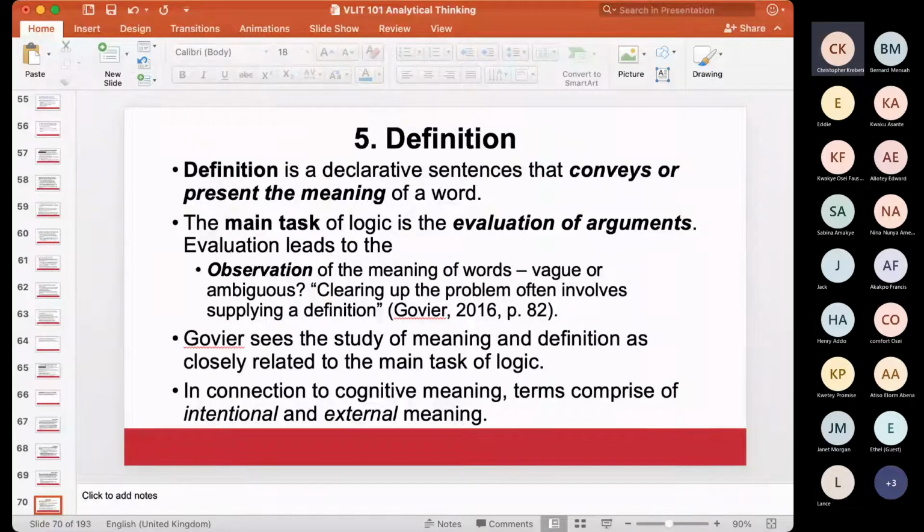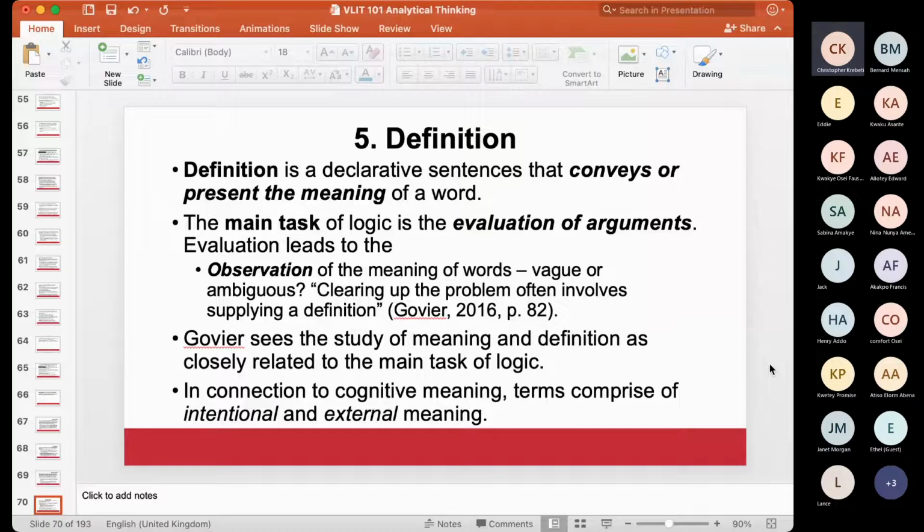The main task of logic, as I've told you earlier, is the evaluation of arguments. But before you can evaluate an argument, what do you have to do? You need to observe the meaning of words. The word that has been used, is it vague, or is it ambiguous, or does it equivocate? If it is any of those, then you have to clarify before you move on.